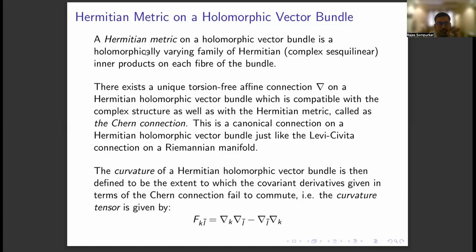So this is similar to the way we define a Riemannian metric on a smooth manifold. It is a smoothly varying inner product on every tangent space of the manifold. So similarly, we have a holomorphically varying family of Hermitian inner products on each fiber of the bundle.